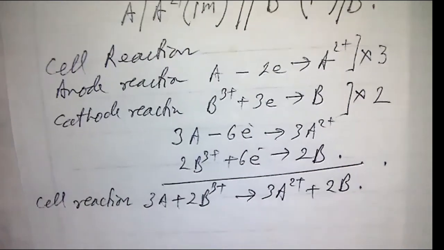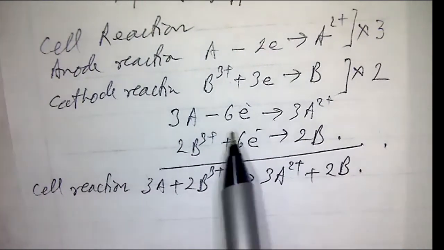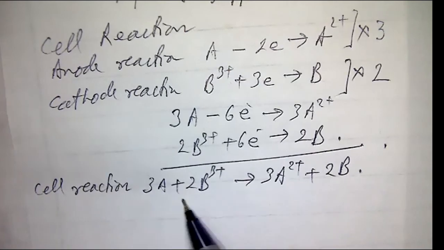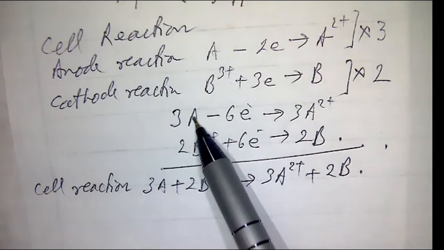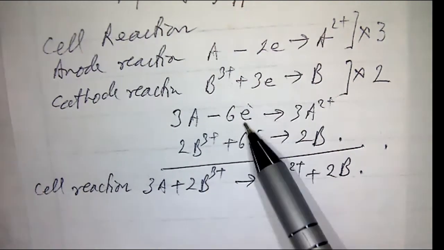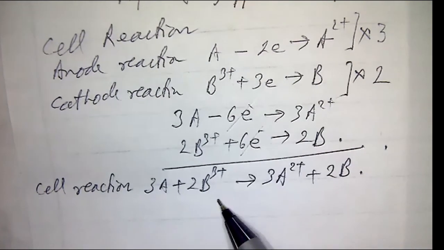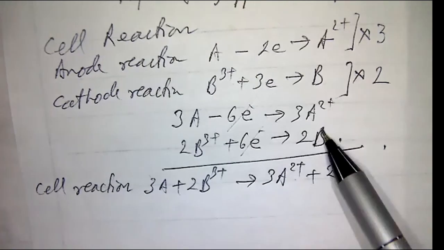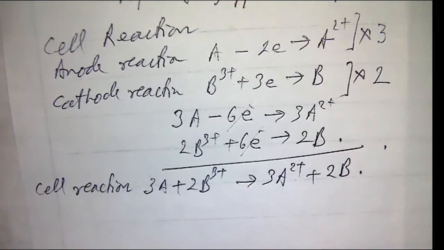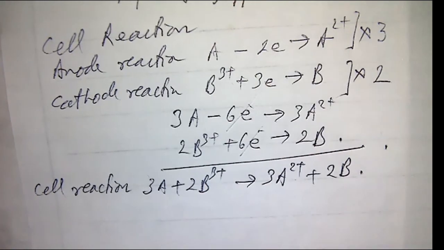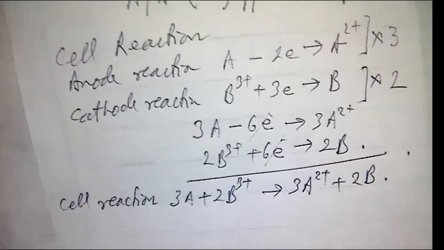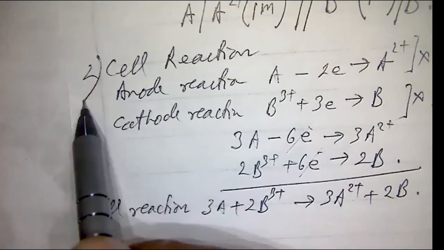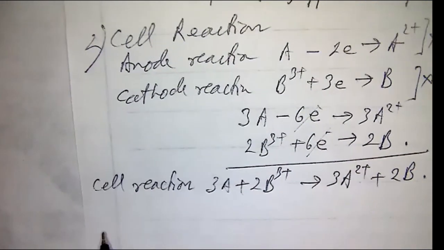You'll add these up. You are getting 3A plus 2B3 plus gives 3A2 plus plus 2B. Electrons will always cancel. This is your cell reaction. Clear? So that was your second one, cell reaction. Now number 3.